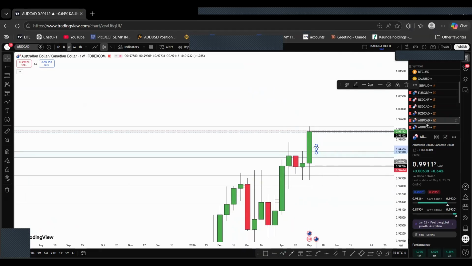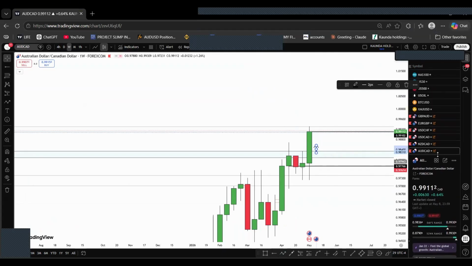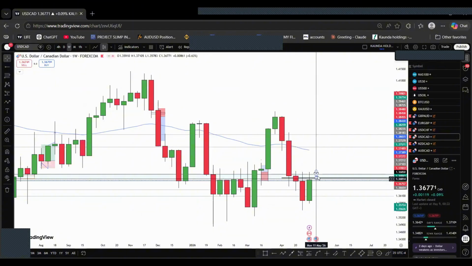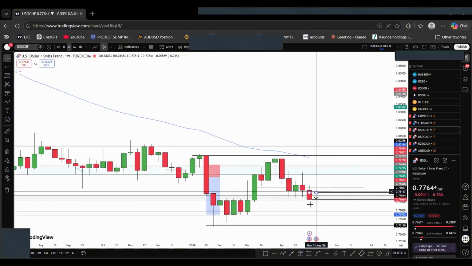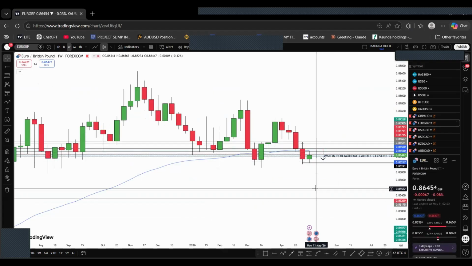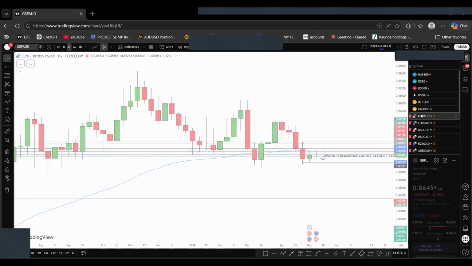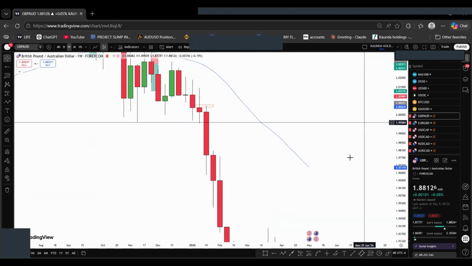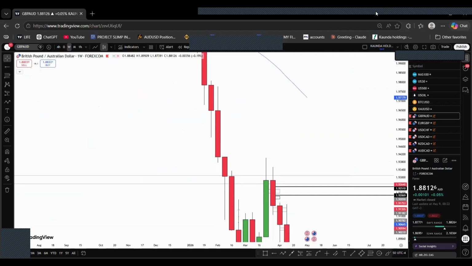So I have AUD card, AUD NZD, looking for buys there. USD card, I'm looking for buys there. USD CHF, I'm looking for sales there. Euro GBP, I'm looking for sales there. GBP AUD, I'm looking for sales there. So that's it, and let's see how the market will reward us this week. It'll be a very profitable week.